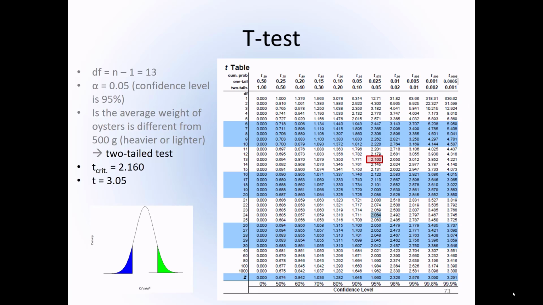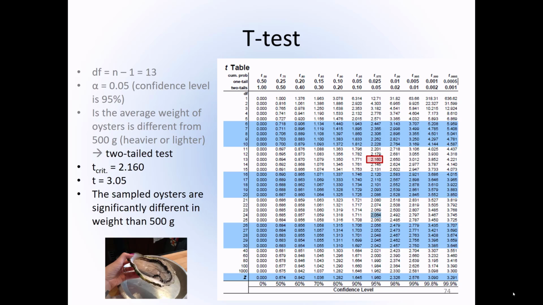Now again, similar to before, we evaluate if our test statistic is greater than or less than our critical value. In this particular case, the test statistic is greater than the critical value, so it would indicate that the sample oysters are different in weight than those 500 grams. It seems to be that they're heavier because the average was 610 grams.